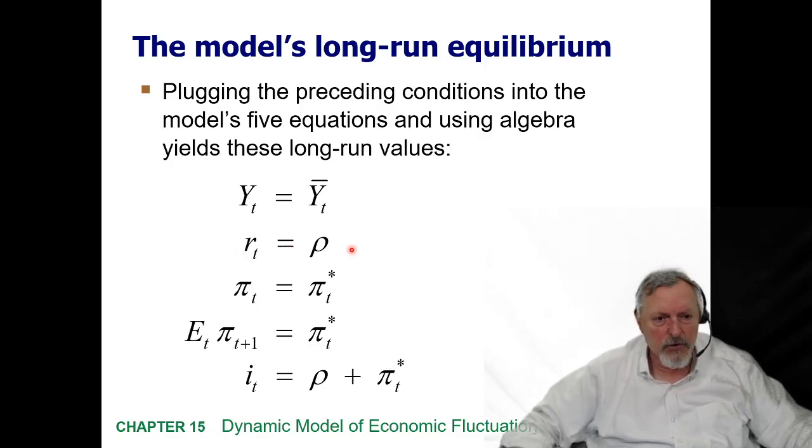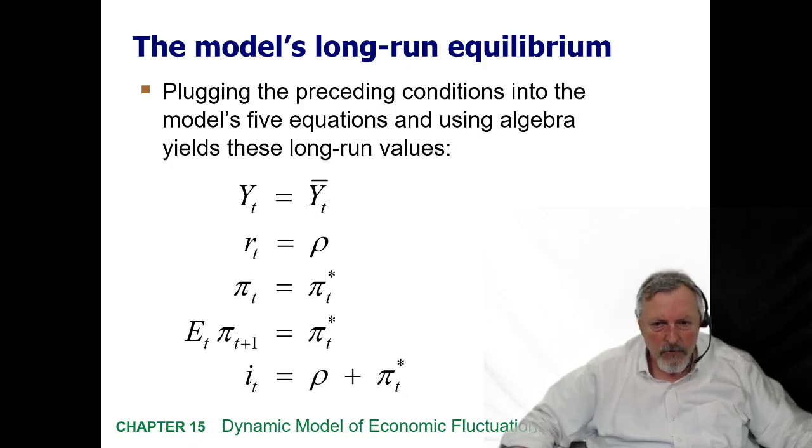The real rate of interest will equal the natural rate of interest. That's more of a definitional term. The inflation rate will be equal to the central bank's inflation target. And inflation expectations will be at the central bank's inflation target. Essentially, it means that people's expectations will be accurate. And the nominal interest rate will equal the natural rate plus the now constant central bank inflation target.